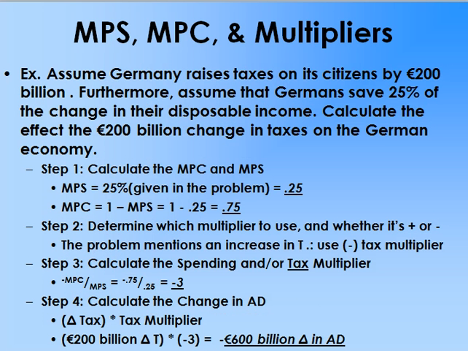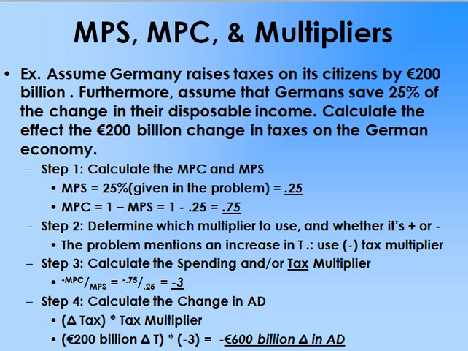Okay, so let's look at another example. We're going to assume that Germany raises taxes on its citizens by 200 billion euros. Furthermore, we're going to assume that Germans save 25% of the change in their disposable income. So we're going to calculate the effect of the 200 billion change in taxes on the German economy. So we calculate the MPC and the MPS. The MPS is 0.25 because that's given to us in the problem. So to get the MPC, we take 1 minus MPS, so 1 minus 0.25 gives us 0.75.